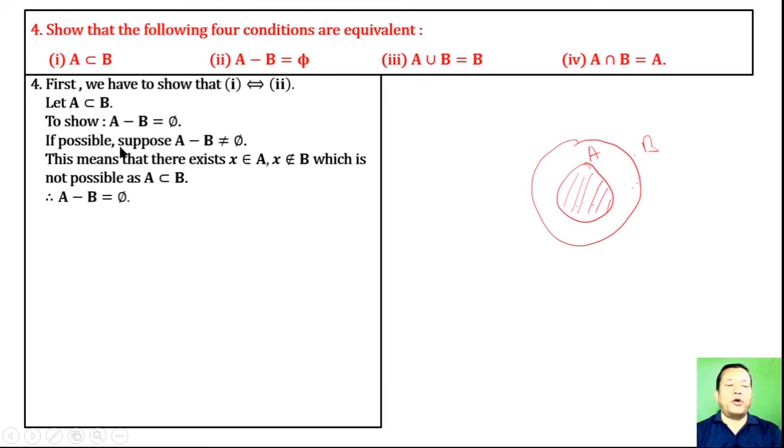Therefore A minus B is automatically phi. This gives what? Thus A is a subset of B, given, implies A minus B is phi. Therefore Roman number 1 implies Roman number 2.